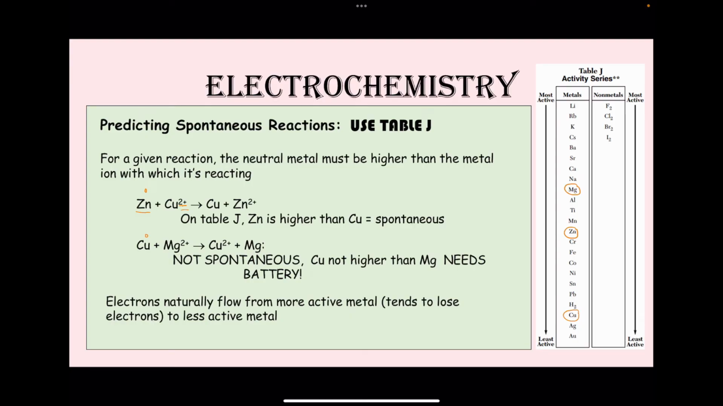Naturally, the electrons are going to go from the more active metal to the less active metal. So this is the information that we need for the voltaic cell, because spontaneous reactions occur in the voltaic cells.